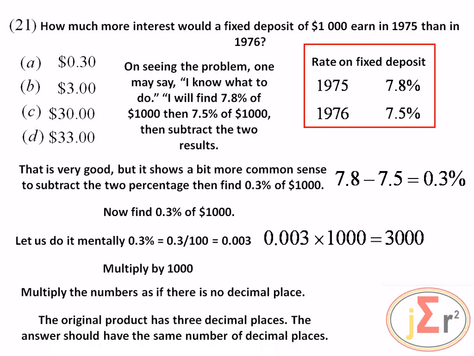Then the original product has 3 decimal places. Since the original product has 3 decimal places, the answer should have the same number of decimal places. 3 decimal places in the original product, 3 decimal places in the answer. Right. So those are negligible trailing zeros. So the answer is $3, and that is represented by option B.